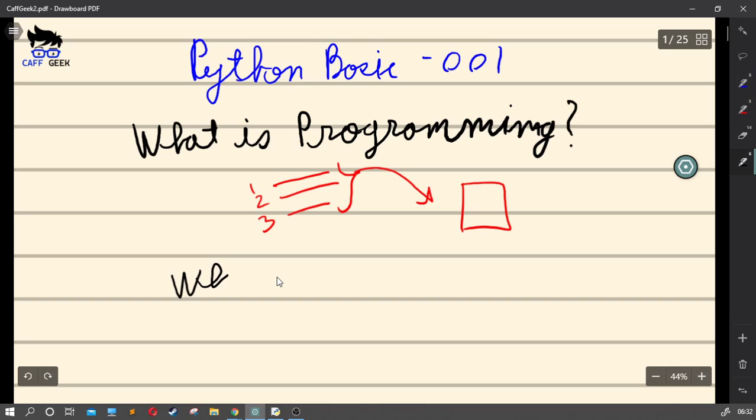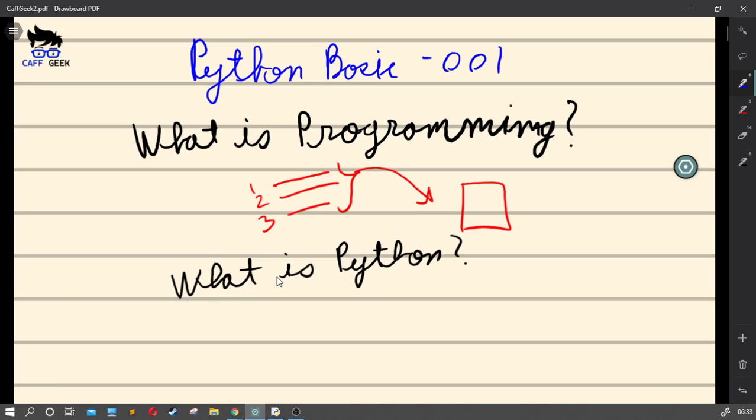What is Python? Python is a programming language. To be more specific, it's a general purpose programming language which is used to do multiple things. To understand a programming language, let's first understand what language is. For example, we have English. English is used to communicate between two humans.